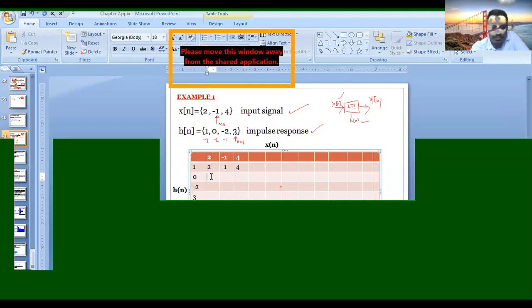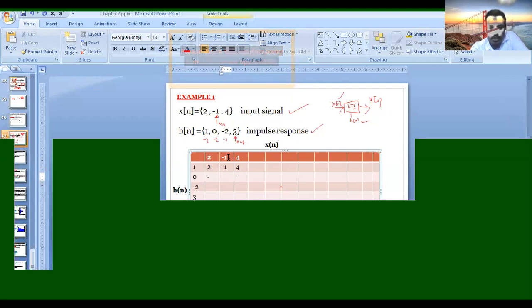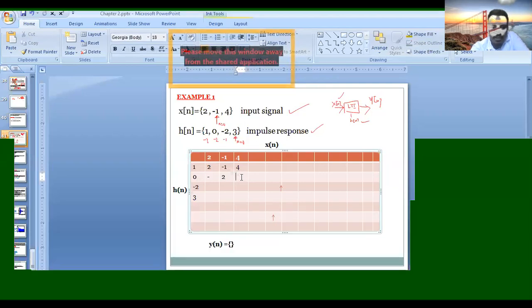Next, we shift by 1. We jump 1 here. I'm not writing anything here. So the next one here will be the next sample h of n, which is 0, multiplied by all x of n. So 0 multiplied by 2 is 0. 0 multiplied by minus 1 is 0. Then 0 multiplied by 4 will be 0.